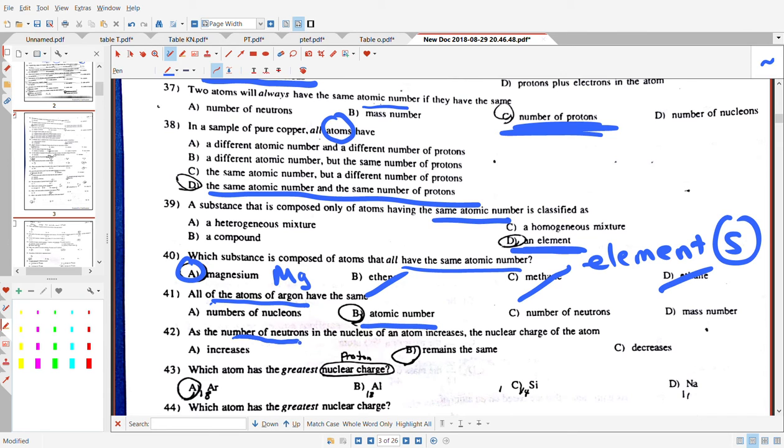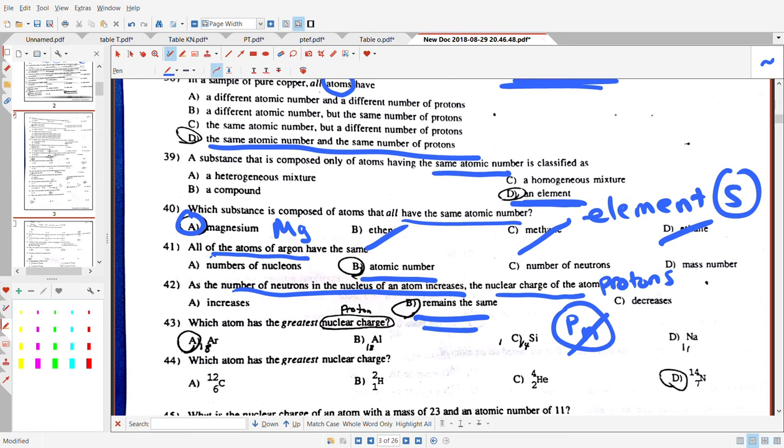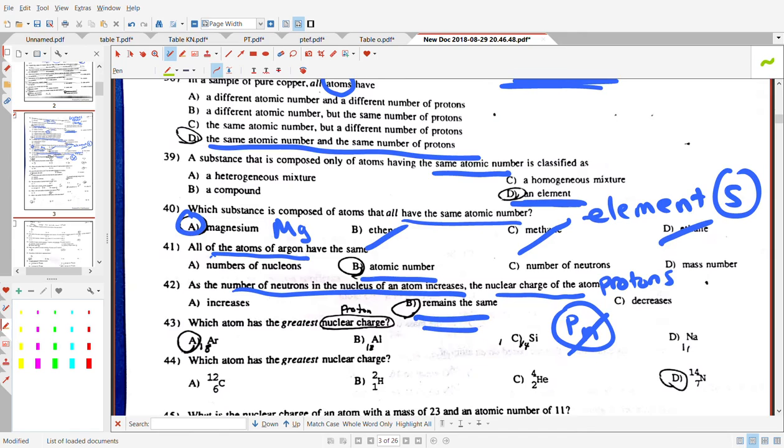If the number of neutrons increases, what happens to the nuclear charge? Who's inside the nucleus? Protons and neutrons. Neutrons have no charge. So if the neutrons change, it's not going to affect the nuclear charge. The nuclear charge will remain the same because the nuclear charge means protons. Now, which atom has the greatest nuclear charge? We have to look up argon, which has an atomic number of 18. So that one has a nuclear charge of 18.